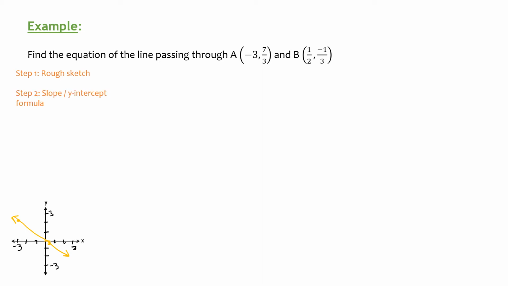Step 2, of course, is the slope and y-intercept formula. So the slope y-intercept formula is y equals mx plus b. First thing is the slope, always the slope. I'm not going to use my graph here and try to count out slopes using thirds and halves and all that. I'm going to calculate it using my slope formula.